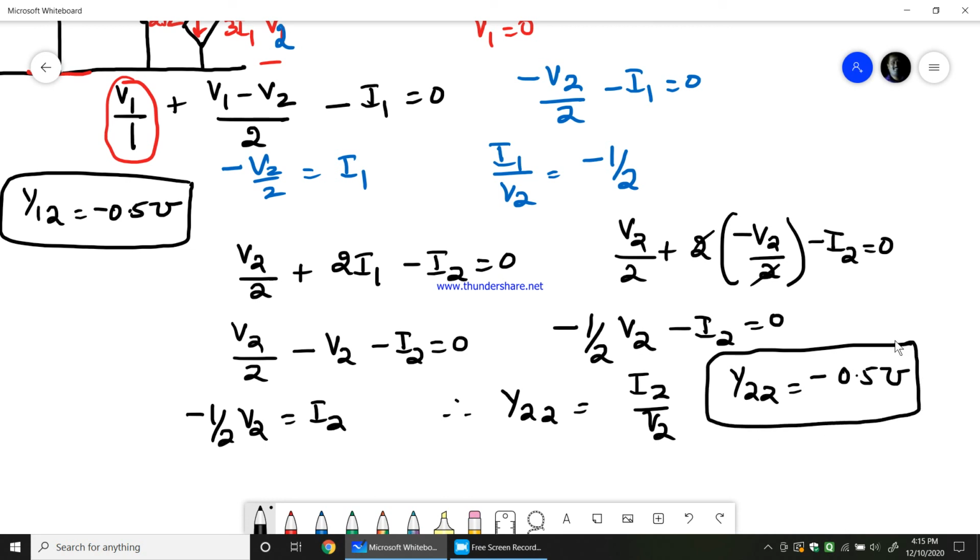So this is the solution we got for this particular problem. I hope the problems are clear to you in terms of Z and Y parameters. In my next video we'll see how to solve problems on H and T parameters.